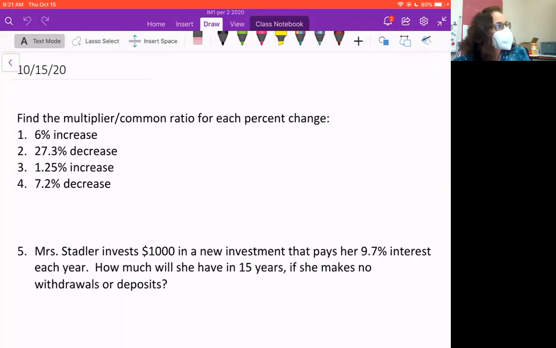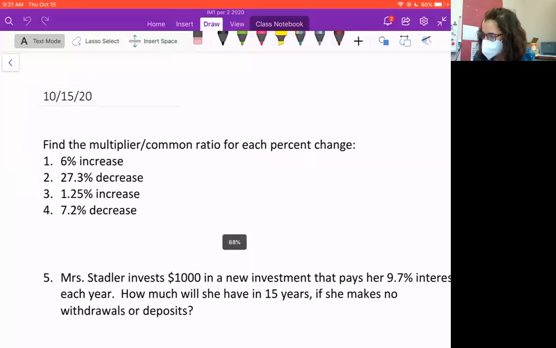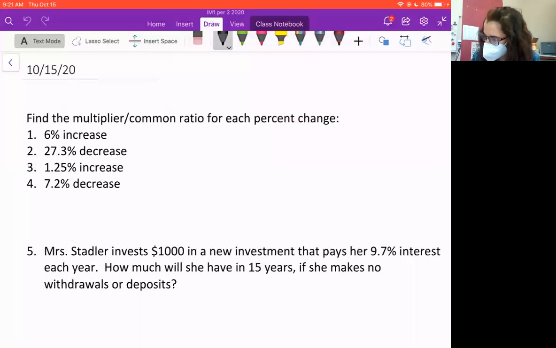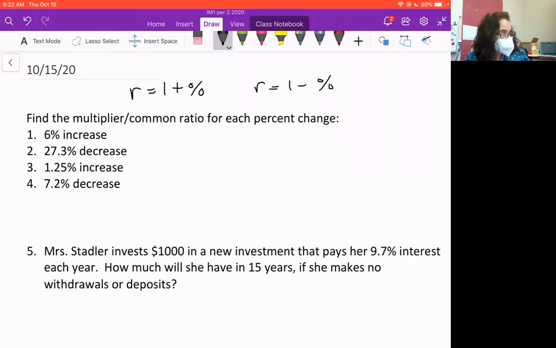Okay, so like I said on percent increase or decrease, when you do a percent increase, you're going to do R equals 1 plus your percent. And when you do a percent decrease, that would be R equals 1 minus your percent. All percents need to be written in decimal form. You can do that by taking any percent and dividing by 100, because that's literally what percent means. Percent means a number out of 100.